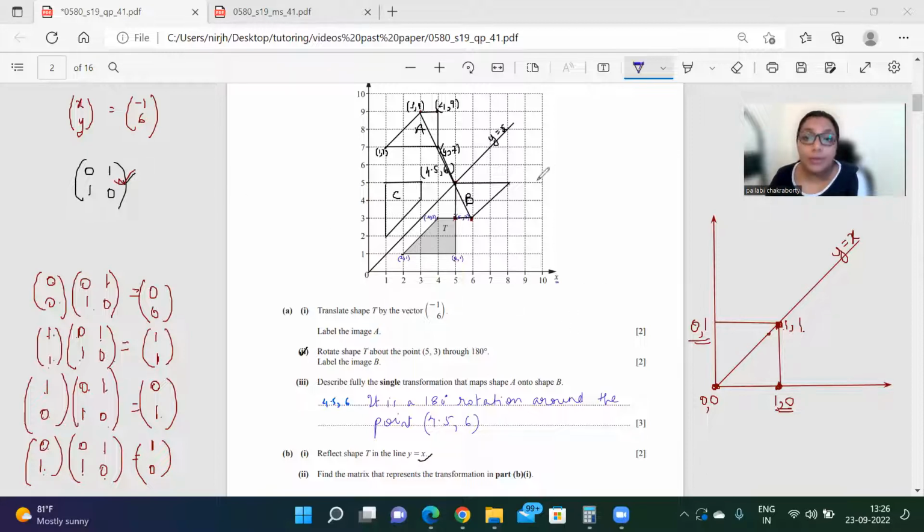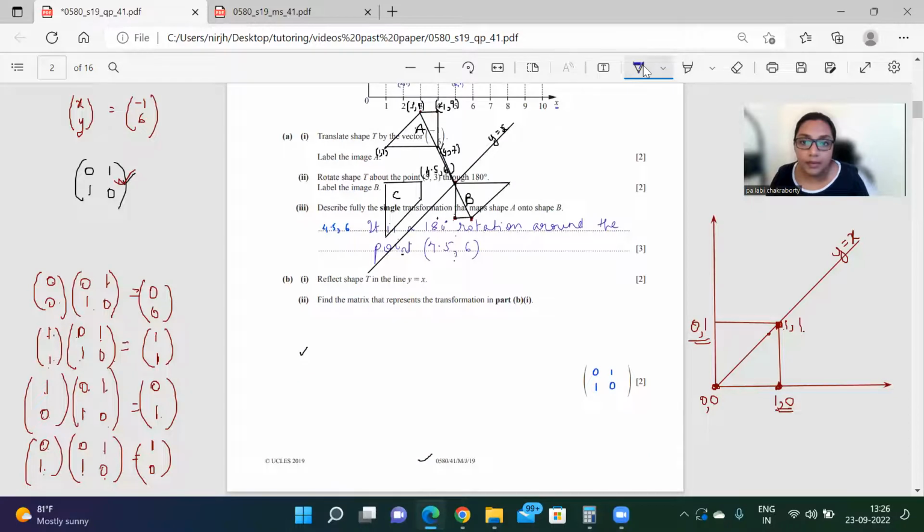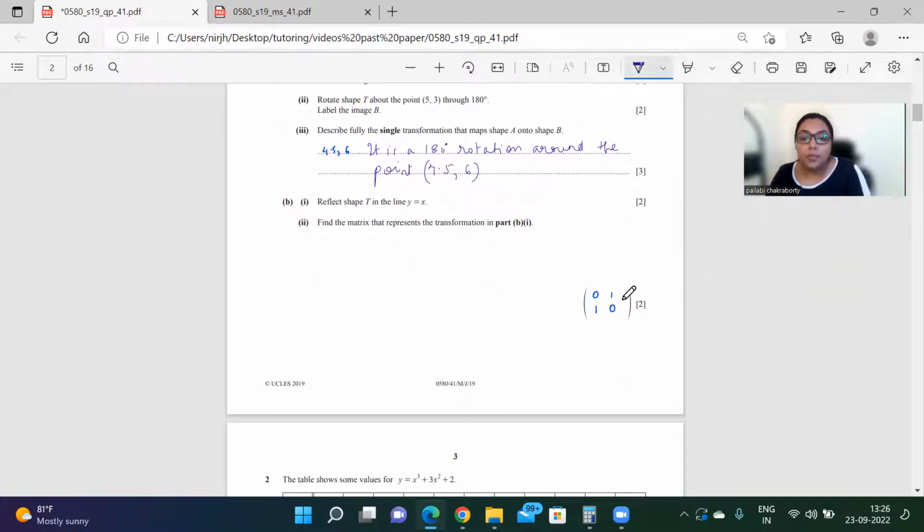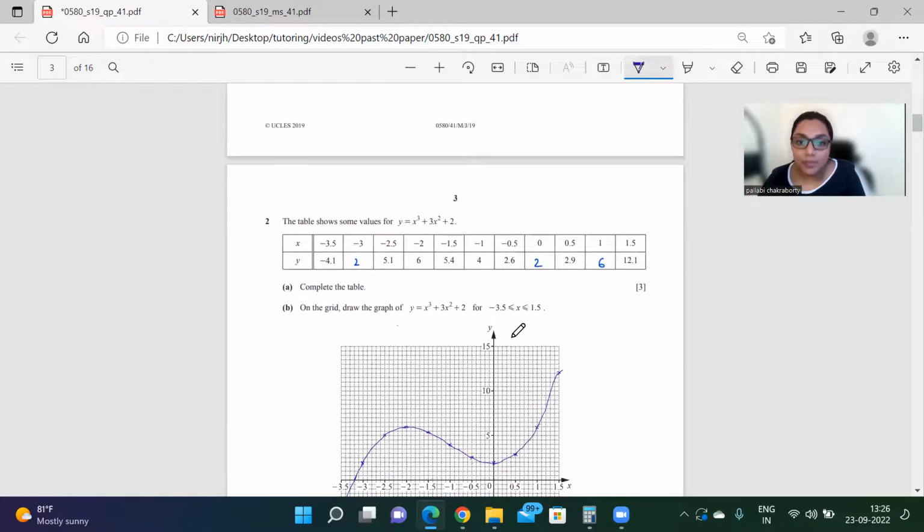So what you need to write in this answer is the value of this matrix, which is [0, 1; 1, 0]. Let's do that. And we will just clear all this because now it's not required. So this becomes [0, 1; 1, 0]. That's your answer. Moving on to the next question.